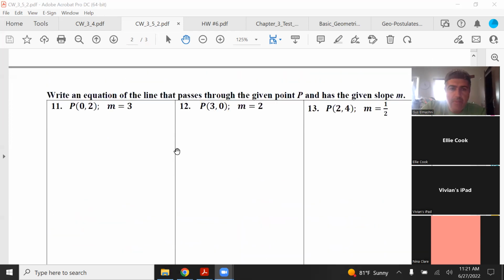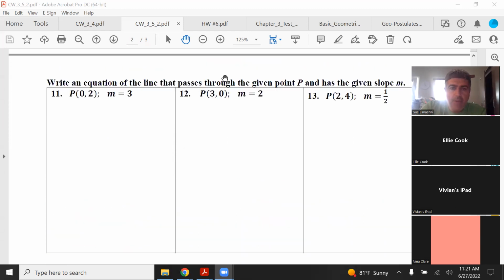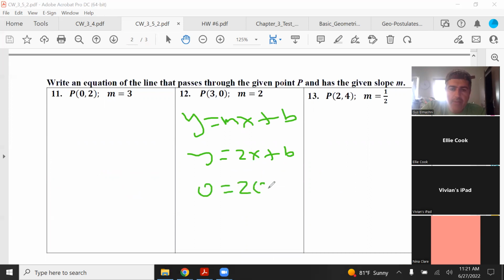Okay. We do 12. So write an equation of a line that passes through the point with the given slope. So again, more of the same stuff. y equals mx plus b. y equals 2x plus b. Plug in 0 for y and 3 for x. You can solve for b. b is -6. So your equation is y equals 2x minus 6.